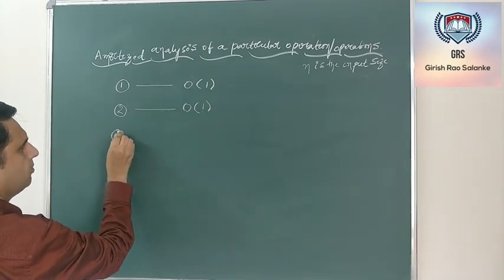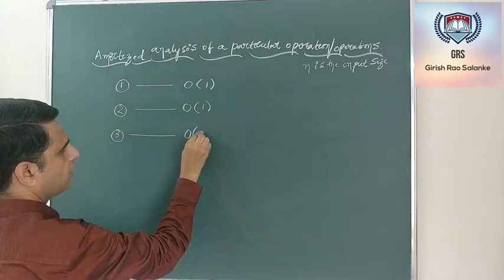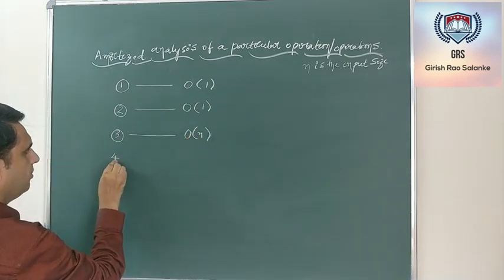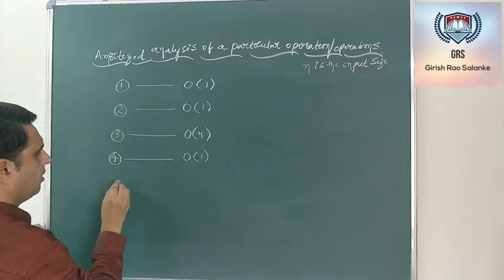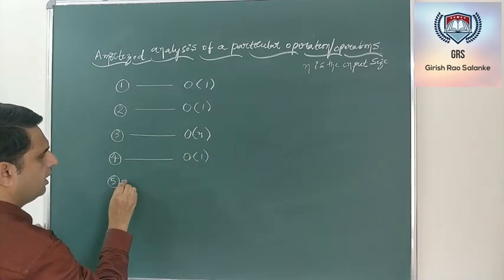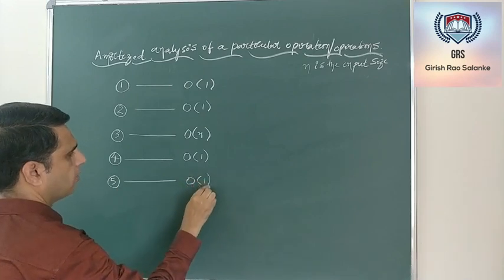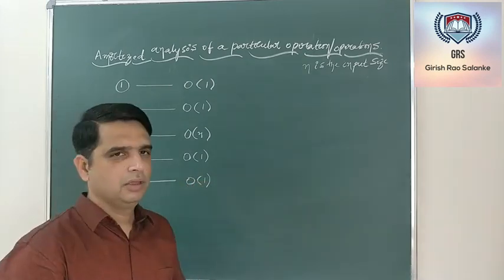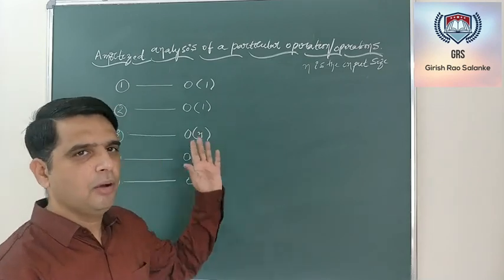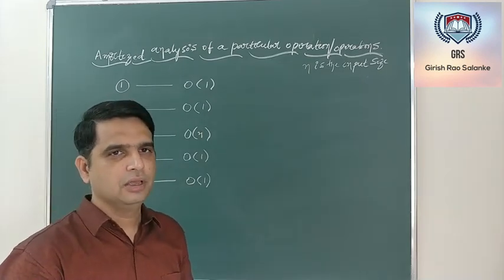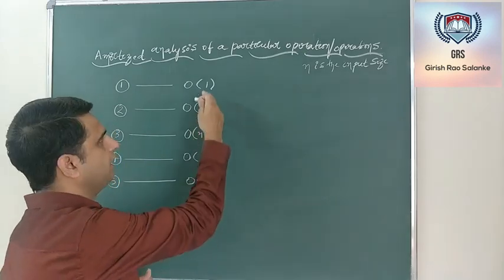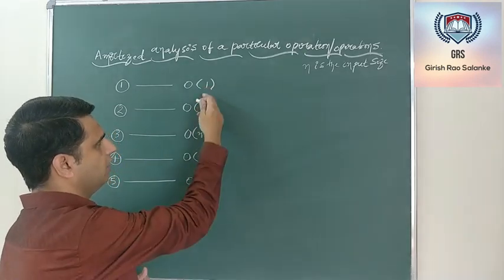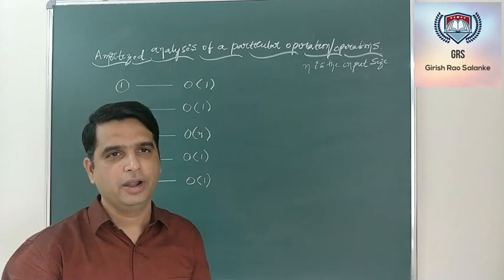Third time, when it is being performed, it takes order of n time. Now, when it is being performed for the fourth time, it performs order of one time. Fifth time, it takes order of one time. Now, if you see, among five operations, there is only one such operation which takes order of n time. But all the other operations take order of one time.